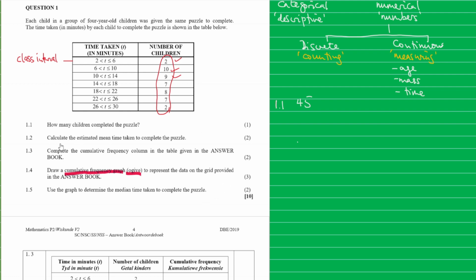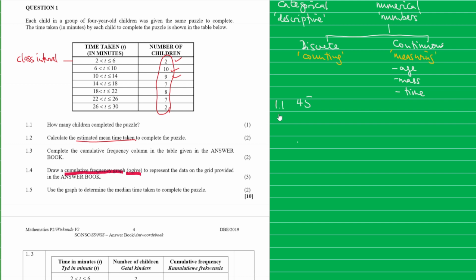Now then, the next question is to calculate the estimated mean. Calculate the estimated mean time to complete the puzzle. So the estimated mean time is the average time. On average, how much time did each child take to complete the puzzle? And this is just estimated.